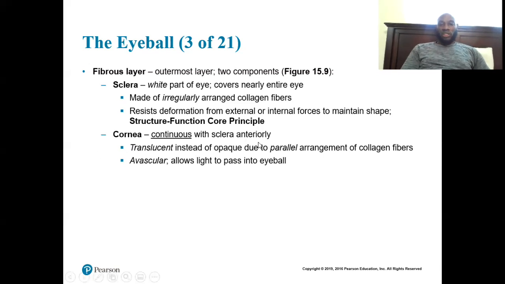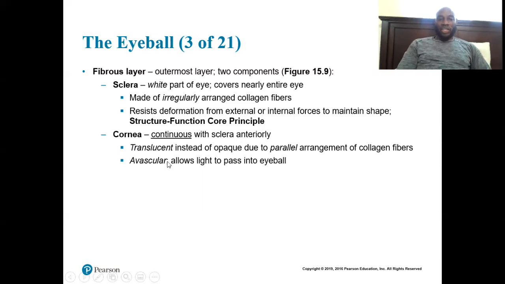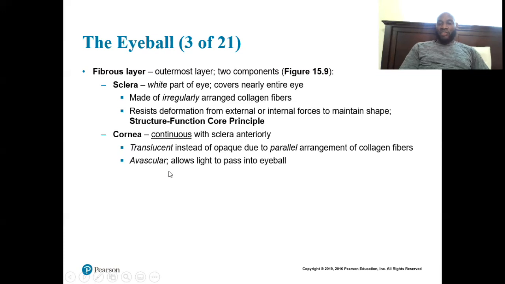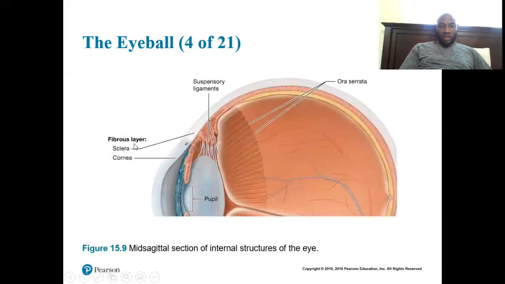Cornea, continuous with the sclera anteriorly, translucent, light goes right through it. Translucent due to parallel arrangement of collagen fibers. It is avascular, doesn't have its own blood supply, allows light to pass into the eyeball. I see the light. All right, so sclera on the outside surface. Then we have the cornea, which is continuous with the sclera, allows light to pass into the eyeball.